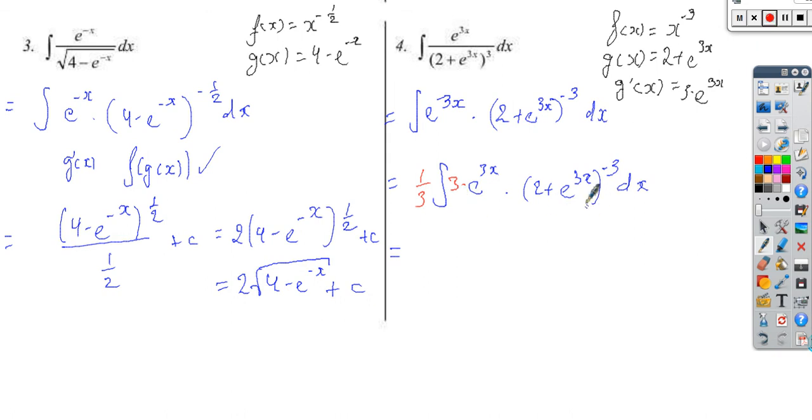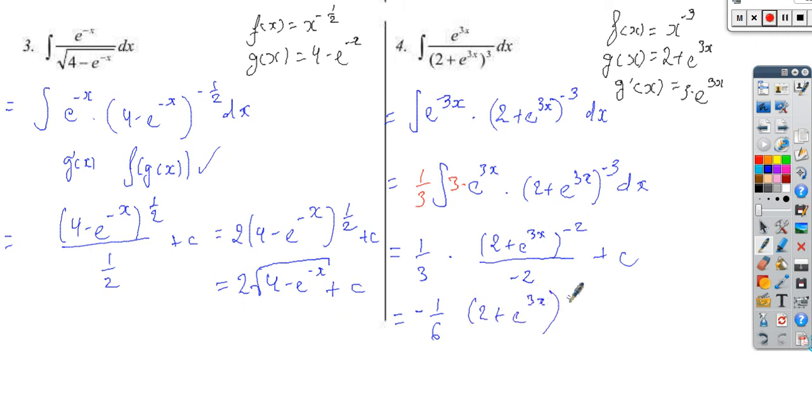We need capital F of x. Integrate this here, x to the power of minus 3. So raise the power by 1. I get minus 2. Divide by the new power, negative 2. And now g of x stays unchanged. And that 1/3 here in front, that comes down there. Alright. Plus my constant of integration. We're almost done. Just clean up a little bit. 1/3 divided by negative 2, that's negative 1/6. And we get 2 plus e to the power of 3x to the power of minus 2 plus c.